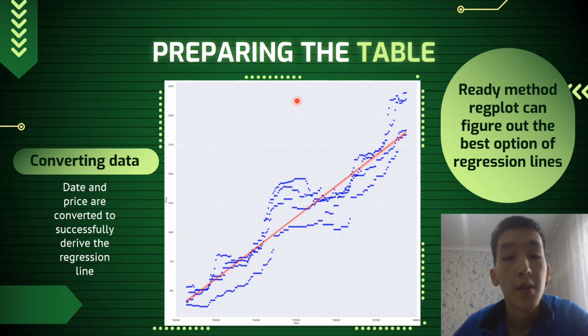Now, in order to find the regression line, let's prepare the table correctly. Since we have the date type saved as an object in our table, we first convert the date type to datetime using the to_datetime method. Also, the price to float. Next, to work with dates, we use the datetime ordinal, which returns the proleptic serial number of the dates according to the Gregorian calendar, where January 1st of year 1 has the serial number 1.